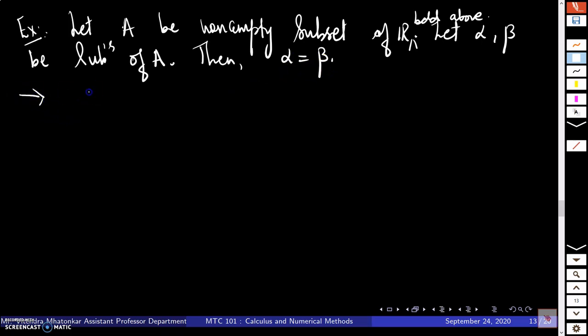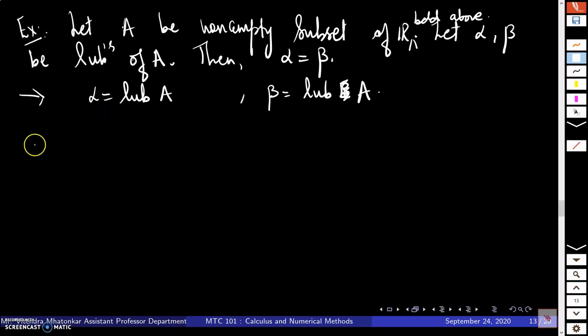So let's try to prove that alpha is equal to beta. I will use one of the properties which I have discussed in the previous video. Now alpha is the least upper bound of A and beta is also the least upper bound of A. This data I have with me. Alpha is the least upper bound, meaning what? Alpha is an upper bound and it is the smallest upper bound. Again, beta is an upper bound of A and it is the least upper bound of A. That's what I know from the given information, right?